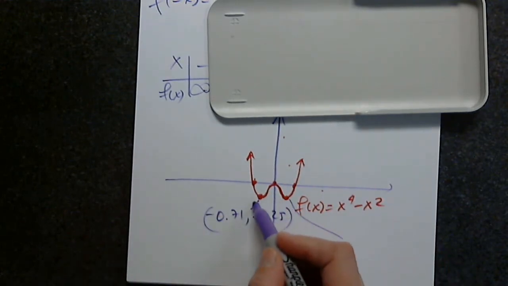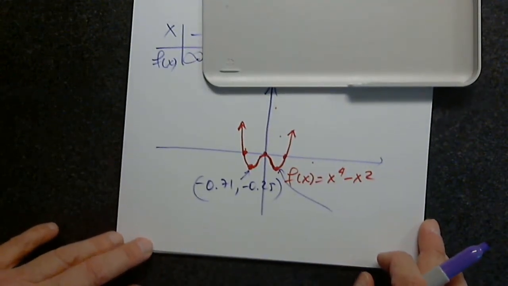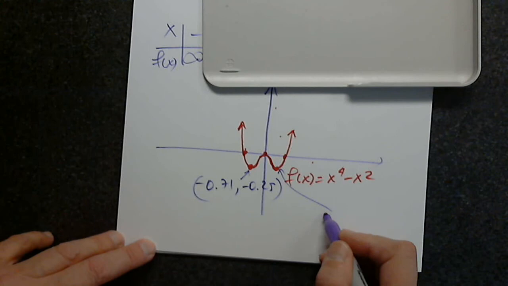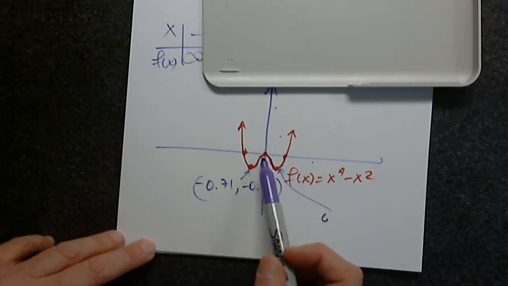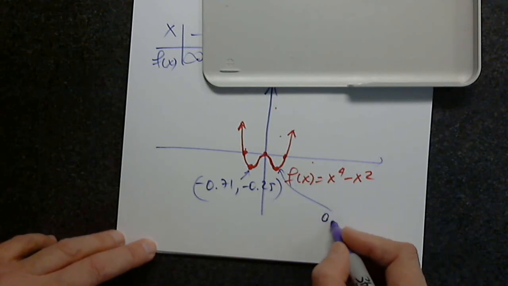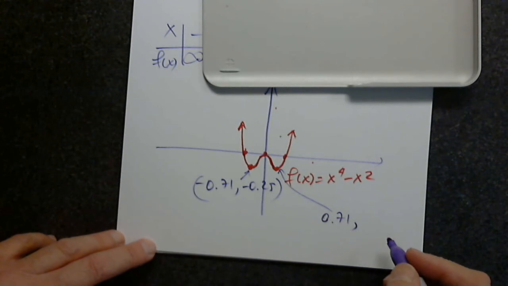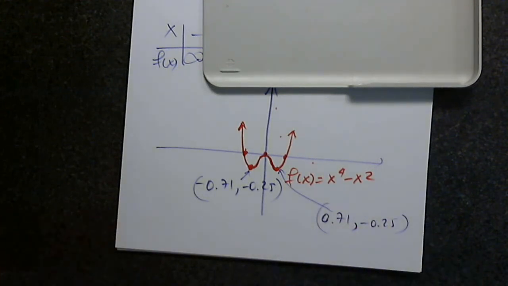Can anyone give us the coordinates of the other one? Say it again. There is no max. There is a local max at 0, 0. The minimum is negative 0.71. Wouldn't the other one be 0.71? 0.71, negative 0.25. Indeed, absolutely.